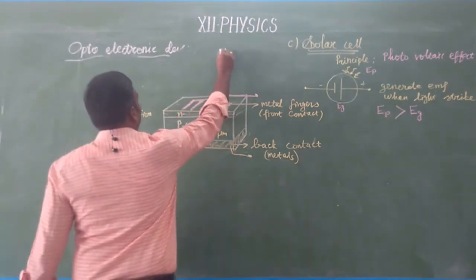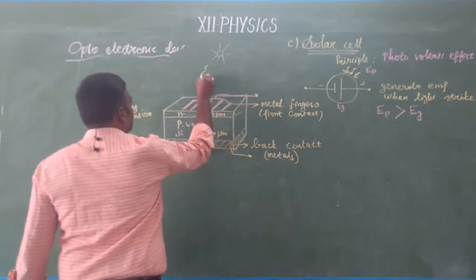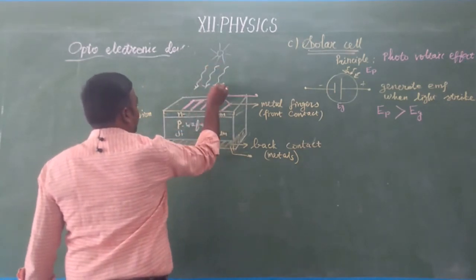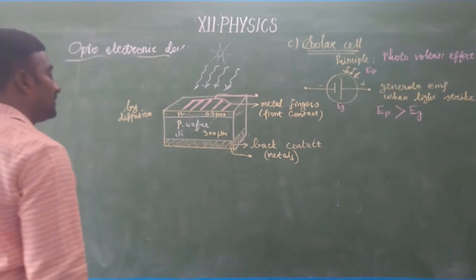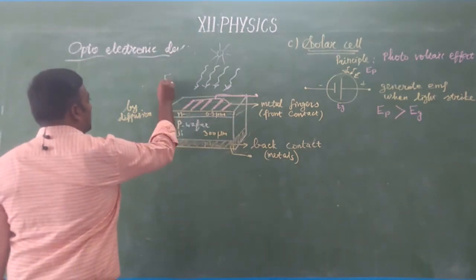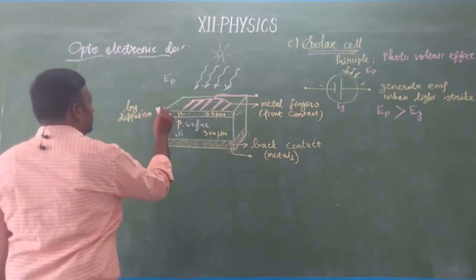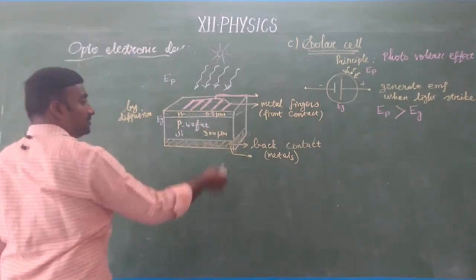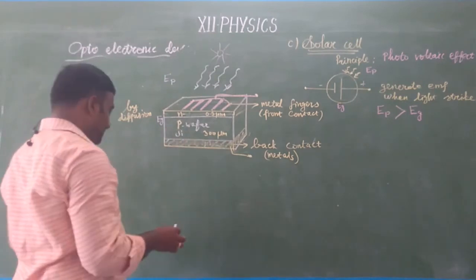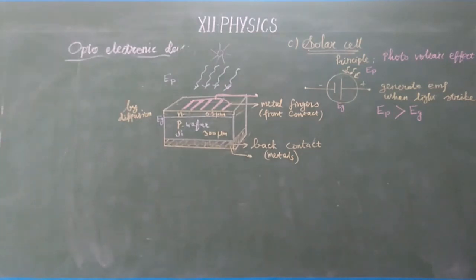Now this is exposed to light. When sunlight is allowed to fall on this, what happens? The energy of the photon should be greater than the energy gap. Then when the sunlight falls on this surface, three processes take place: generation, separation and collection.